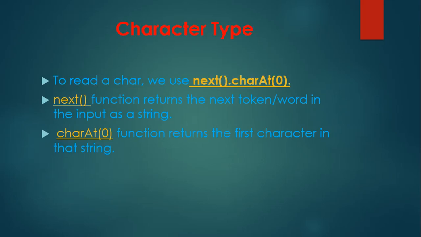Basically, to read a character, we use next().charAt(0). The next function returns the next token, or word, in the input as a string, and the charAt function returns the first character of that string. So this is the method next().charAt(0), which is present in the Scanner class. First of all we have to make a Scanner class object, and then we can access that method with the help of the Scanner class object.